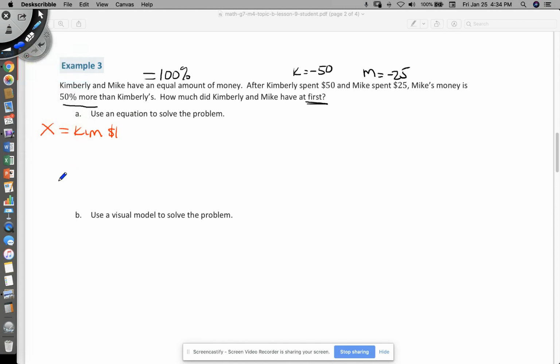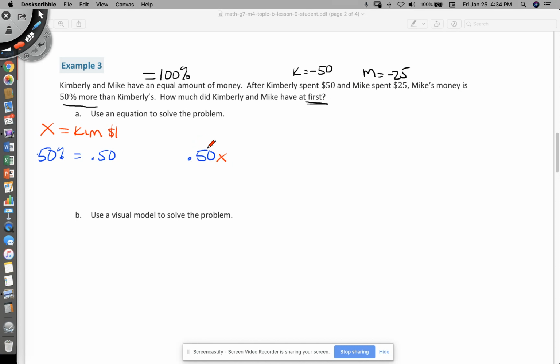Now I know that Mike at the end, I have to kind of work my way from the end back. So I'm going to start with Mike has 50% more than her. So I'm going to take 50% and I'm going to change it into a decimal and make it 0.50. So he has 50% more than her. So I'm going to times that to the red X being Kim's money.